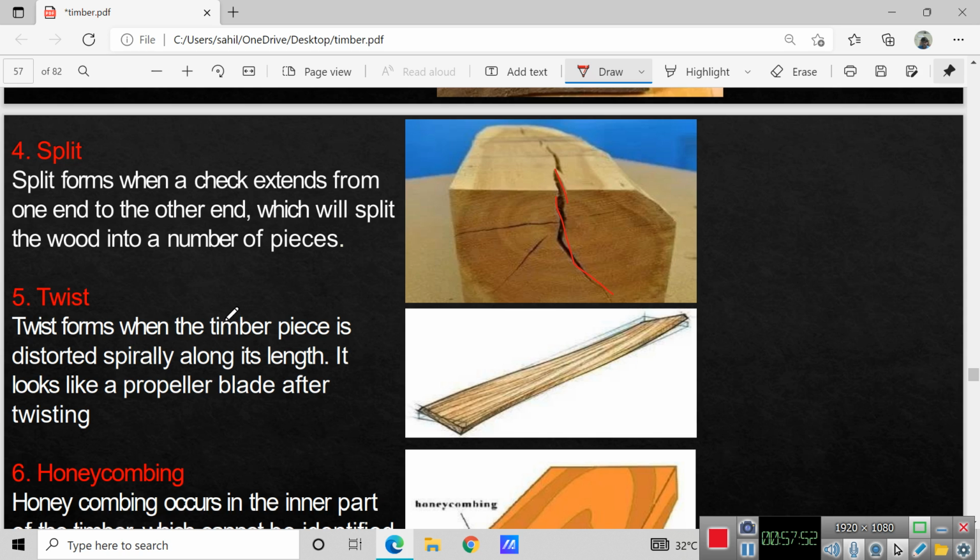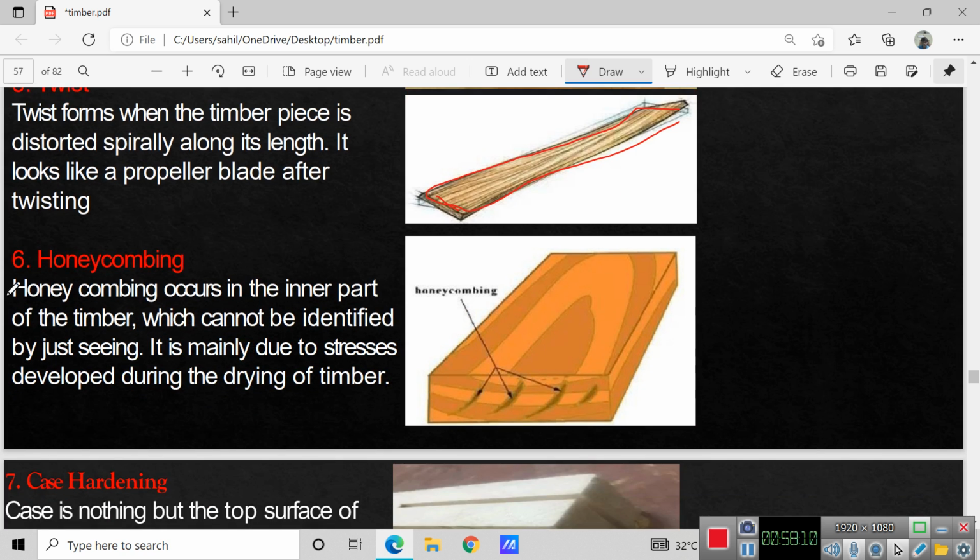Now, twist forms when the timber piece is distorted spirally along its length. It looks like a propeller blade after twisting. It forms a shape like a spring. Now 6 is honeycombing. Honeycombing occurs in the inner part of the timber and cannot be identified by just seeing. It is mainly due to stresses developed during the drying of timber. Here are black spots known as honeycombing.